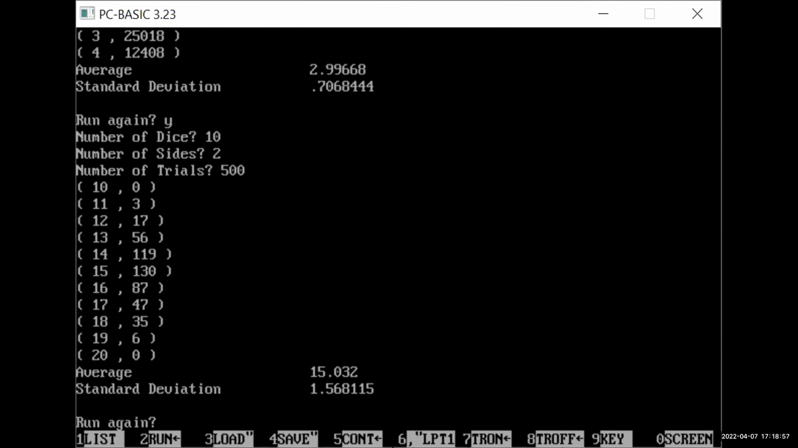Okay, so for 10, I have 0 occurrence. For 11, I have 3 occurrences. For 12, I have 17 occurrences. And for 13, I have 56 occurrences. And for 14, I have 119. For 15, I have 130, and then it starts to decrease.